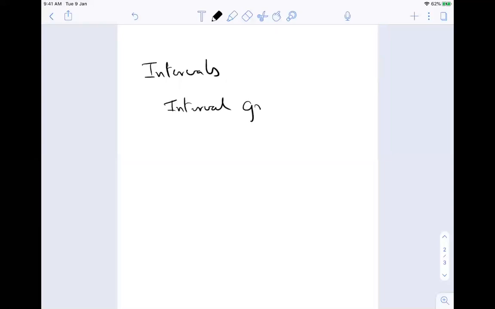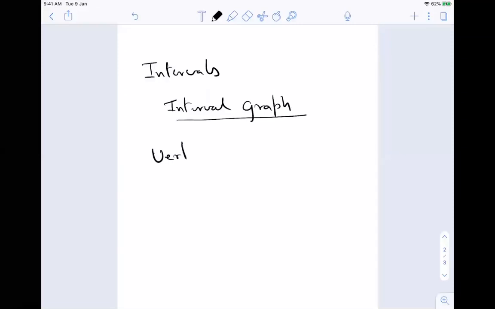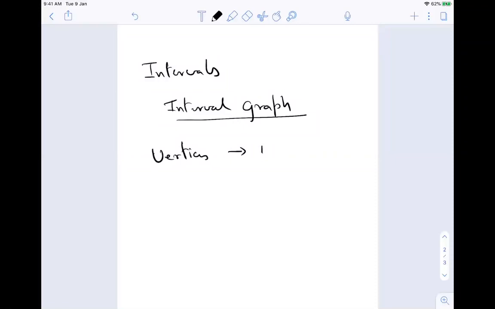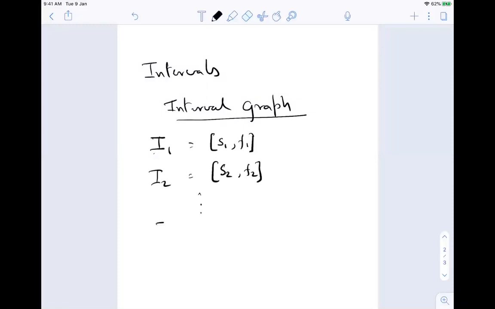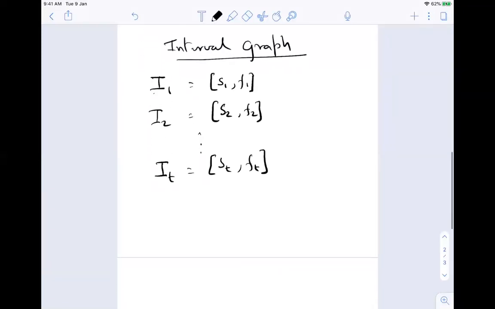What is the interval graph? An interval graph is basically where the vertices are the intervals. So what all things do you have? You have the intervals, say I1, which is S1, F1, right? I2, S2, F2, and like that till I_T, which is S_T, F_T.